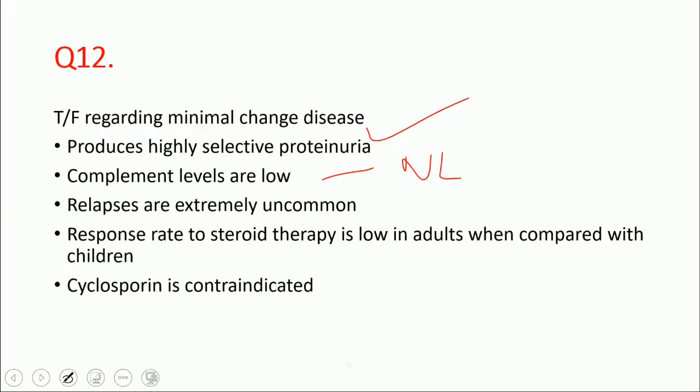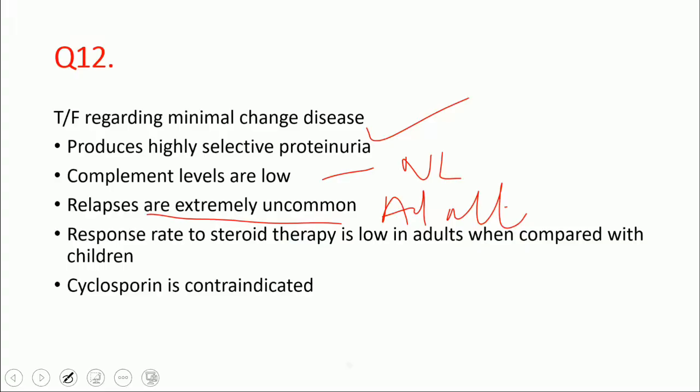The statement that relapses are extremely uncommon is false. Actually, in adults, minimal change can cause more relapses compared to children. So compared to children, minimal change in adults is associated with a higher relapse rate, and also the response to steroids is not as good as in children.